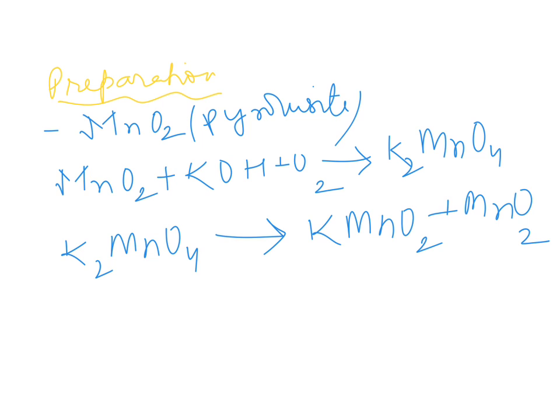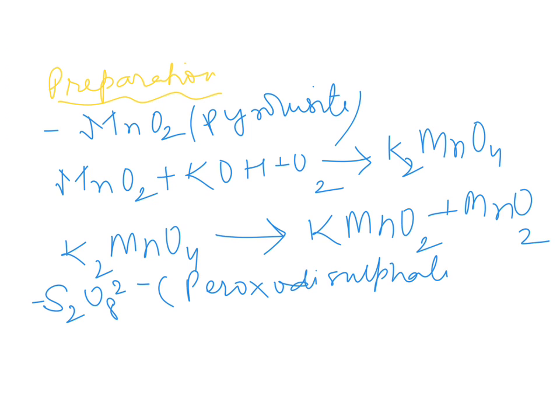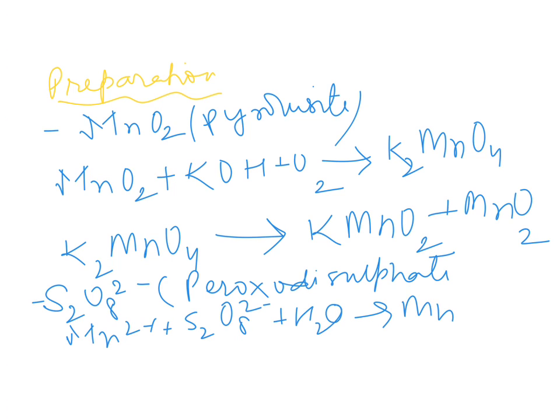Okay, then second preparation is from S2O8 2-, which is called peroxodisulfate. So Mn2+ plus S2O8 2- plus water gives MnO4- plus H+ plus SO4 2-. Okay, so this is the second preparation.